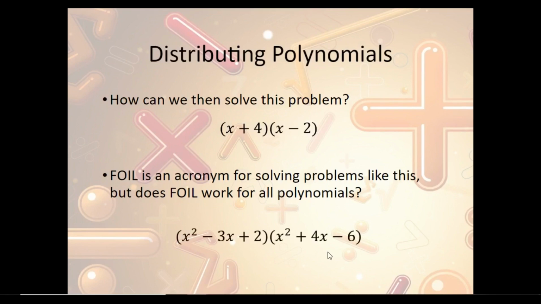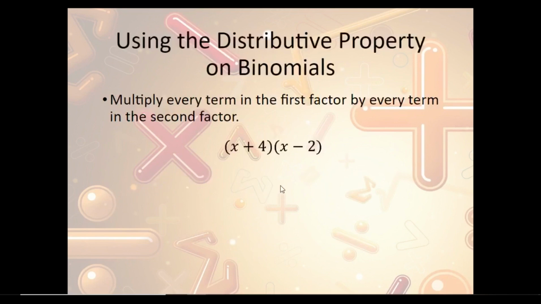Now, FOIL doesn't really help here. The easiest rule is to multiply every term in the first one by every term in the second one. Pretty simple. So we take x and multiply it by x. We take x and multiply it by negative 2. Then that's all for the x's. Now we do the 4. So 4 times x and then 4 times negative 2.